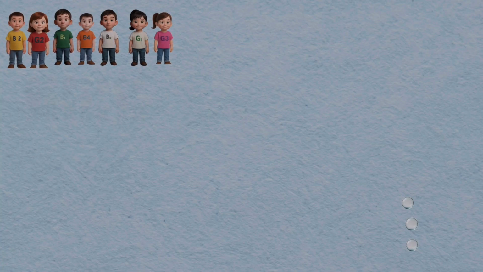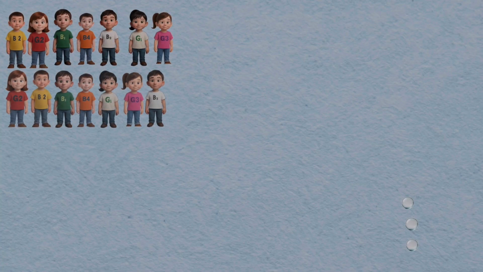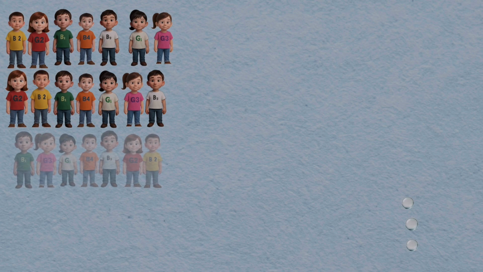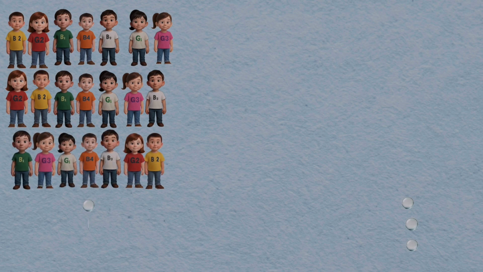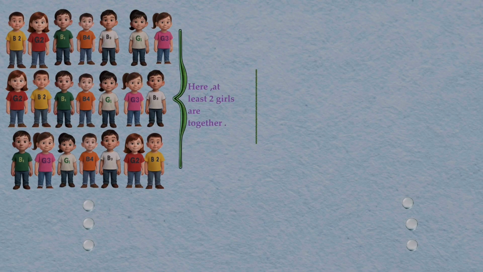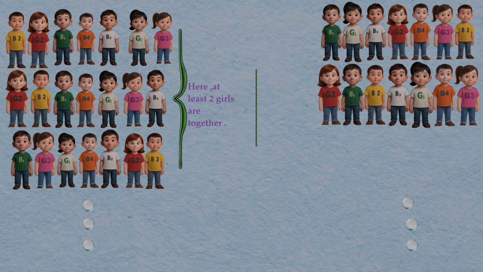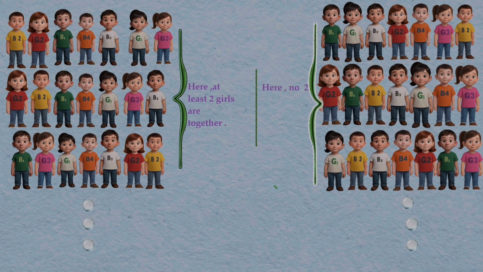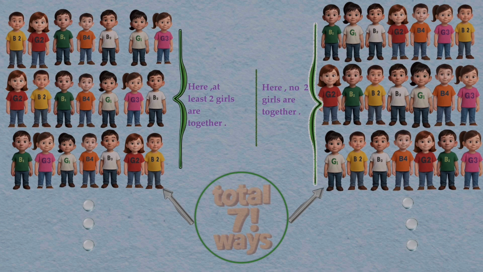In some of these examples, the girls are positioned separately, while in others, they are standing together. For instance, in the arrangements on the left, the girls are not grouped together, whereas in the ones on the right, they are placed together. Therefore, the total arrangements, as determined by 7 factorial, encompass both scenarios: one where at least 2 girls are together and another where no 2 girls are together.